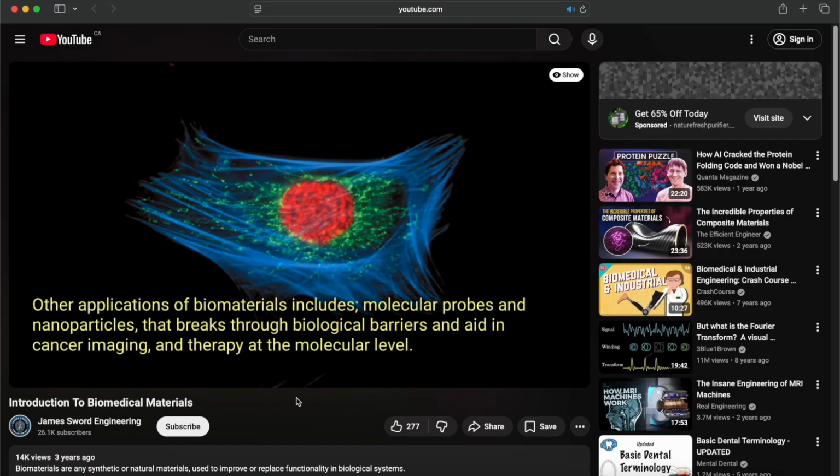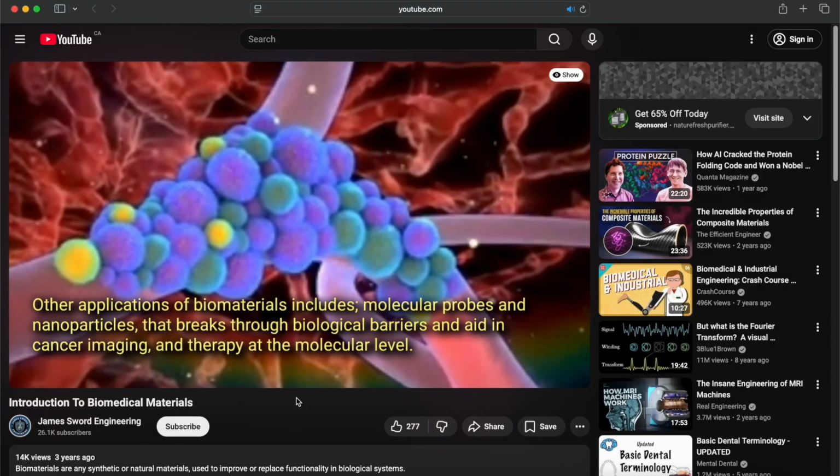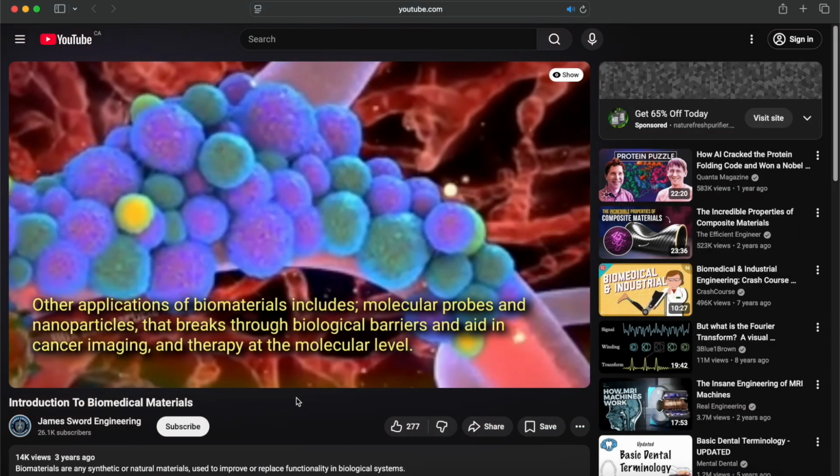Other applications of biomaterials include molecular probes and nanoparticles that break through biological barriers and aid in cancer imaging and therapy at the molecular level.